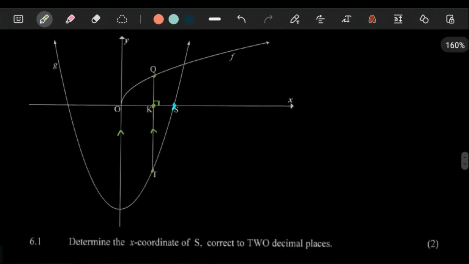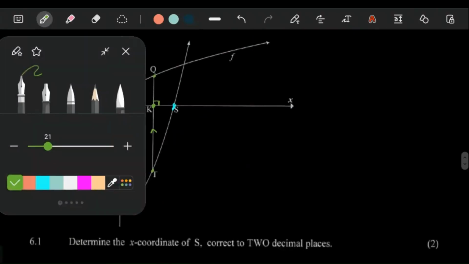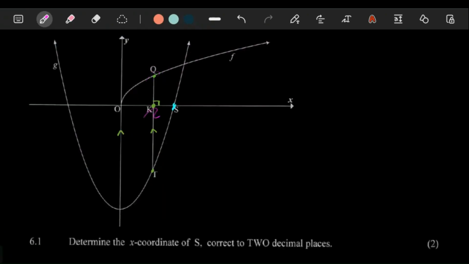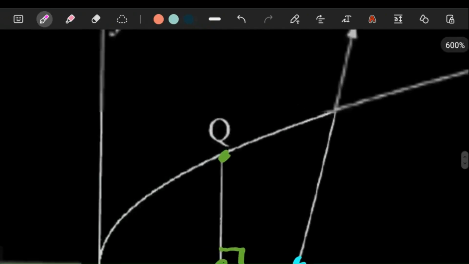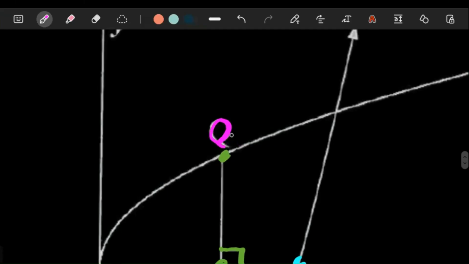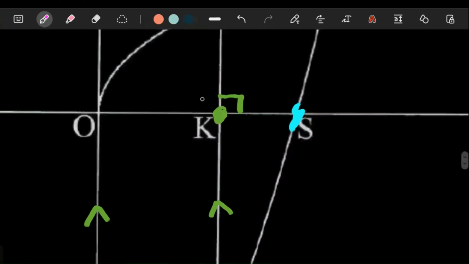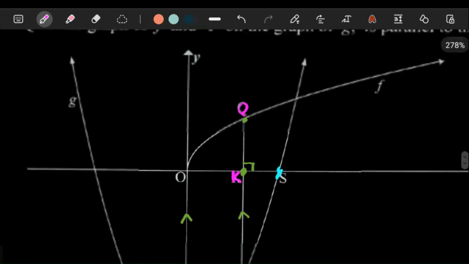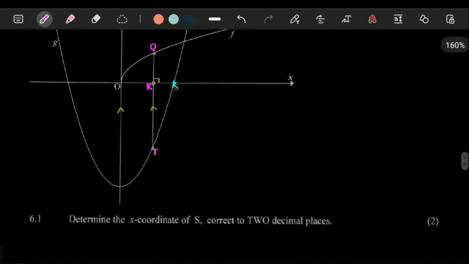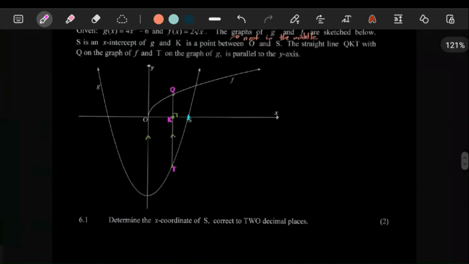So this is one of those things where it's so obvious that they may eventually ask us to get the length of QT or the maximum length of QT. It's such a common question. So let's just dive into our questions. The first one says, determine the x coordinate of S, correct to 2 decimal places.